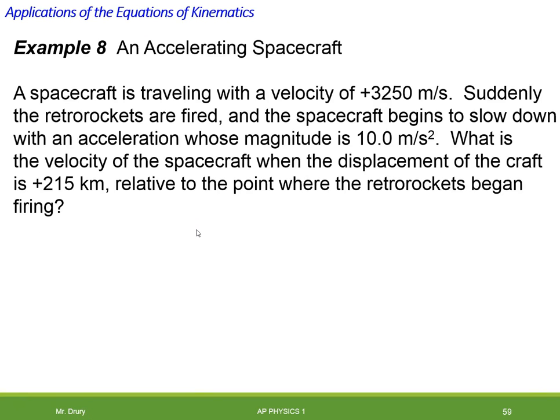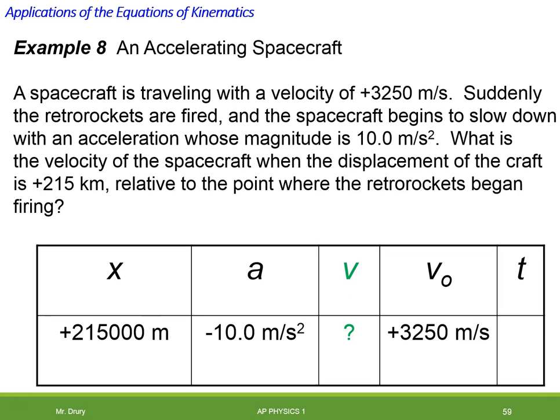A spacecraft is traveling with a velocity of 3,250 meters per second. Suddenly the retro rockets are fired and the spaceship begins to slow down with an acceleration whose magnitude is 10 meters per second squared. What is the velocity of the spacecraft when the displacement is 215 kilometers relative to the point where the retro rockets began to fire?